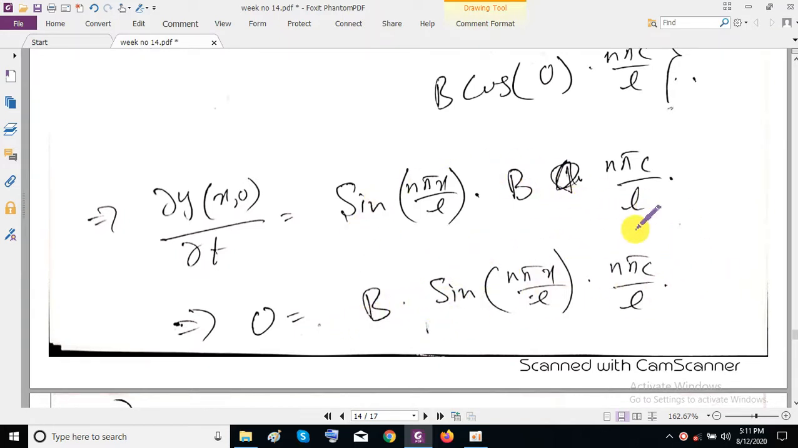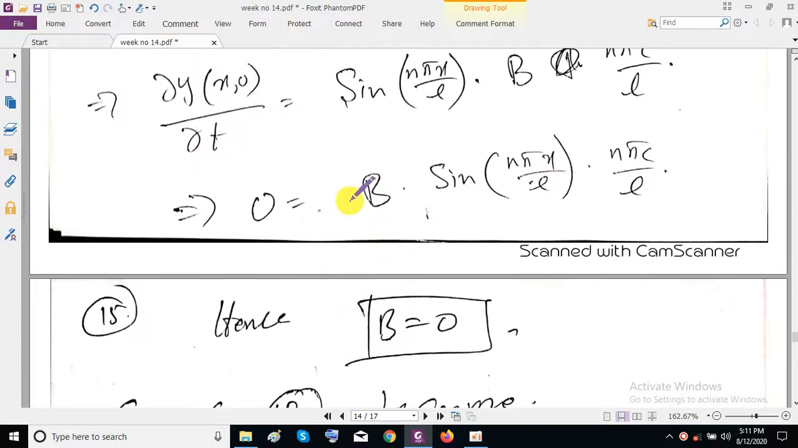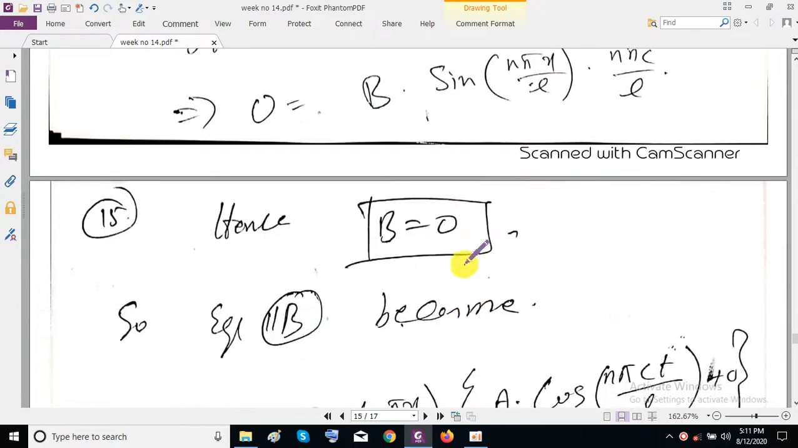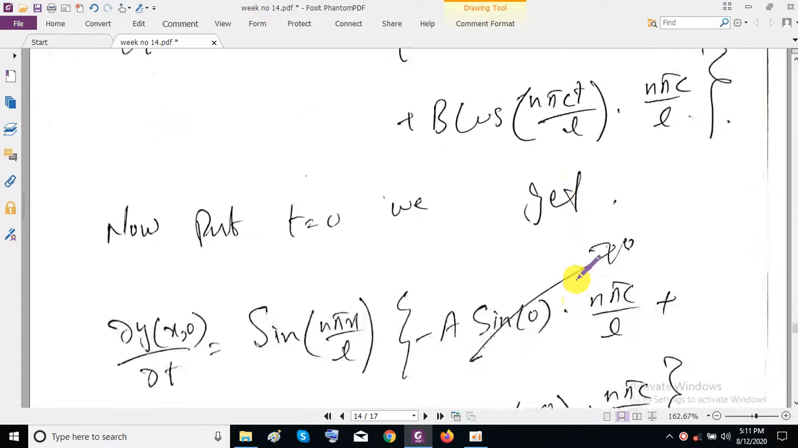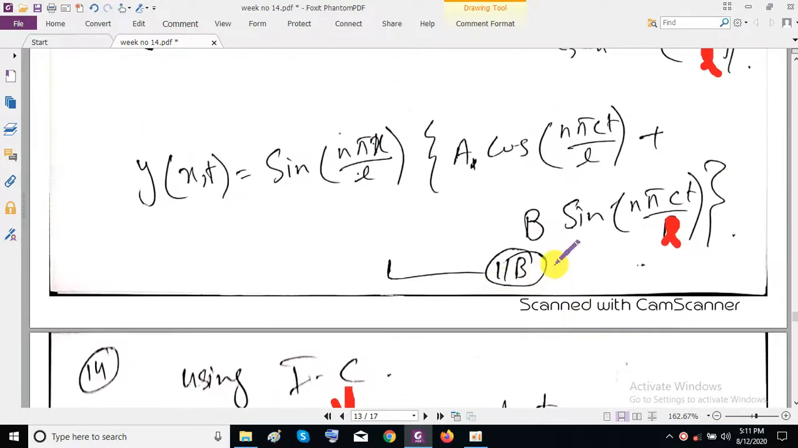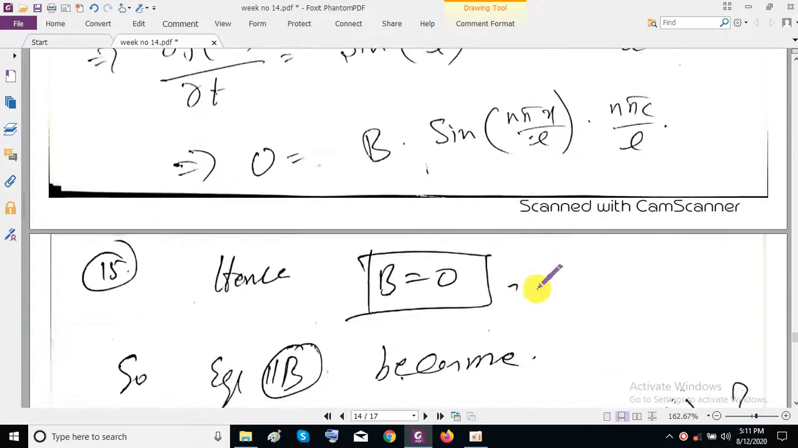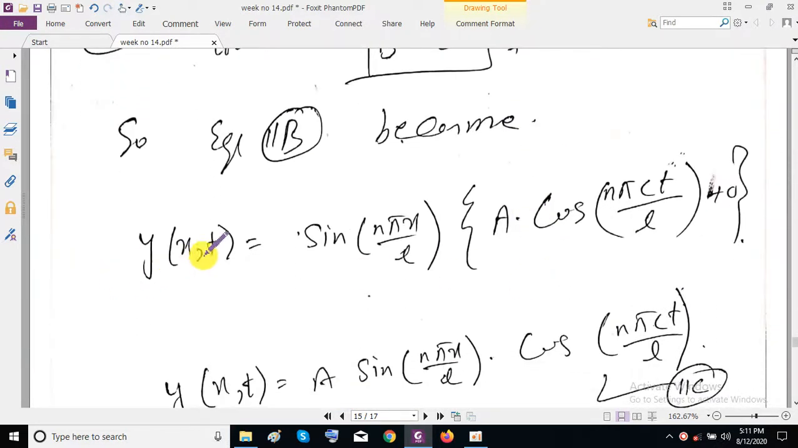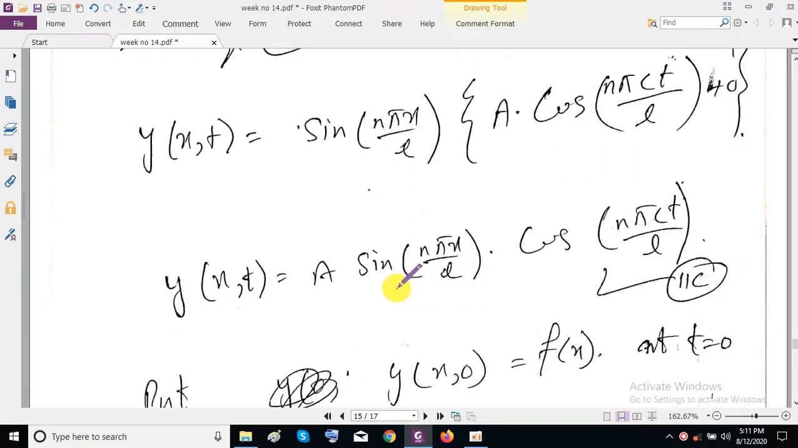Okay, so now b multiplied by this term, ये आपके पास 0 नहीं हो सकती because they have some value. So what we do, definitely b को ही हम consider करते हैं 0, so hence b equal to 0. Now put this b equal to 0 in equation number 11b. Where is 11b? Here. So if we put b as 0, तो ये टोटल टर्म 0 हो जाएगा, and we get just this term: y(x,t) is equal to sin(n pi x / l) times a cos(n pi c t / l) plus 0. ये b 0 से वो टोटल टर्म 0 हो जाएंगे, ये सब आपस में multiply करेंगे, and we call them 11c.